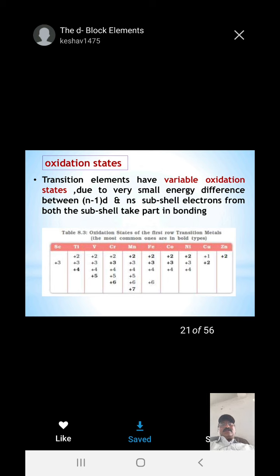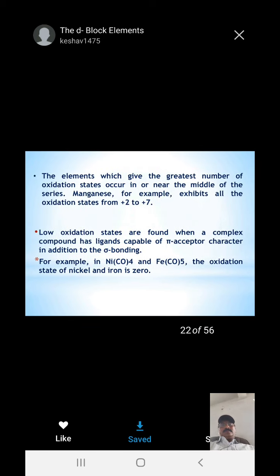In the case of zinc, the 3d orbital is completely filled. There is no question of unpaired electrons. So it shows only the +2 oxidation state. See here, whatever I told: the elements which show the greatest number of oxidation states occur in or near the middle of the series.